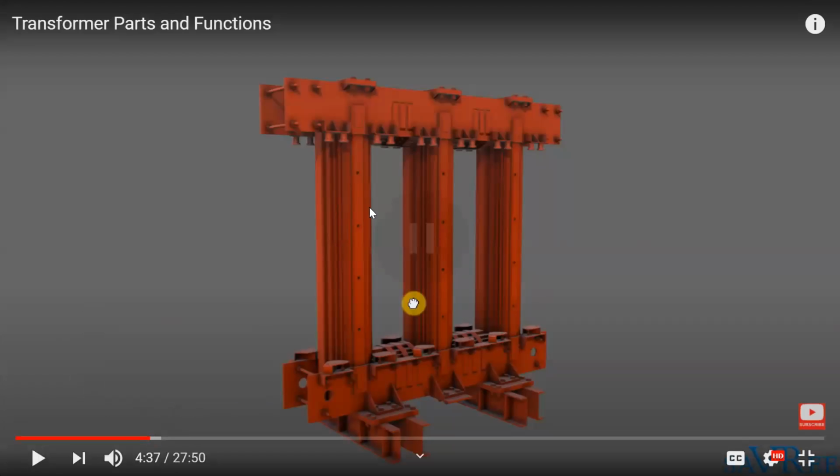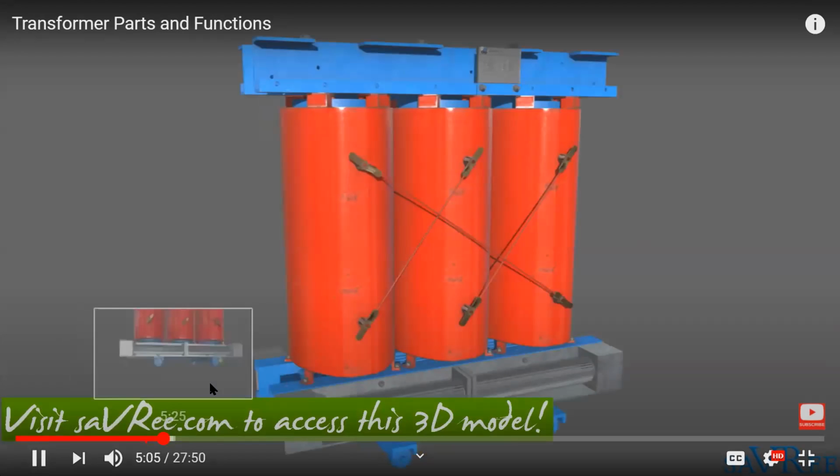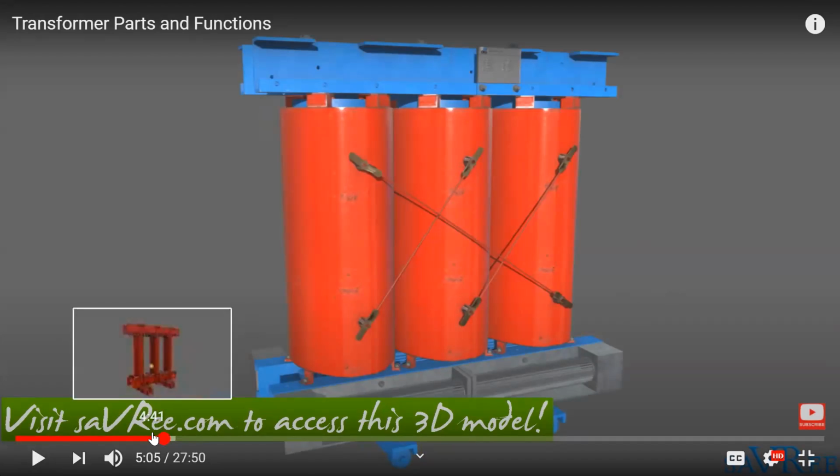So this is the basic core of the transformer, the core structure. You know that the core provides the support for the winding. Core provides support for the coils. Coils are wound, copper winding is made on the core. So we see here, this is the core structure.